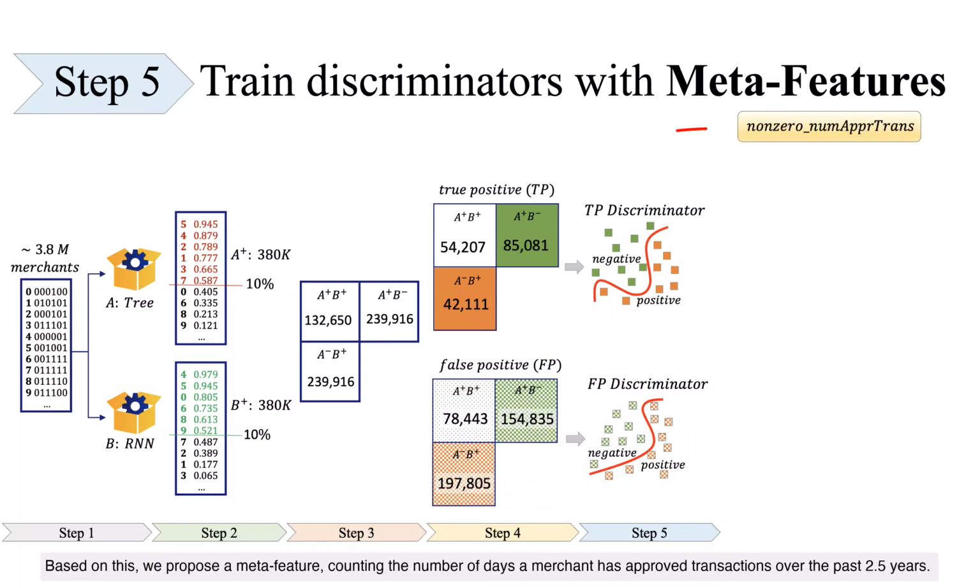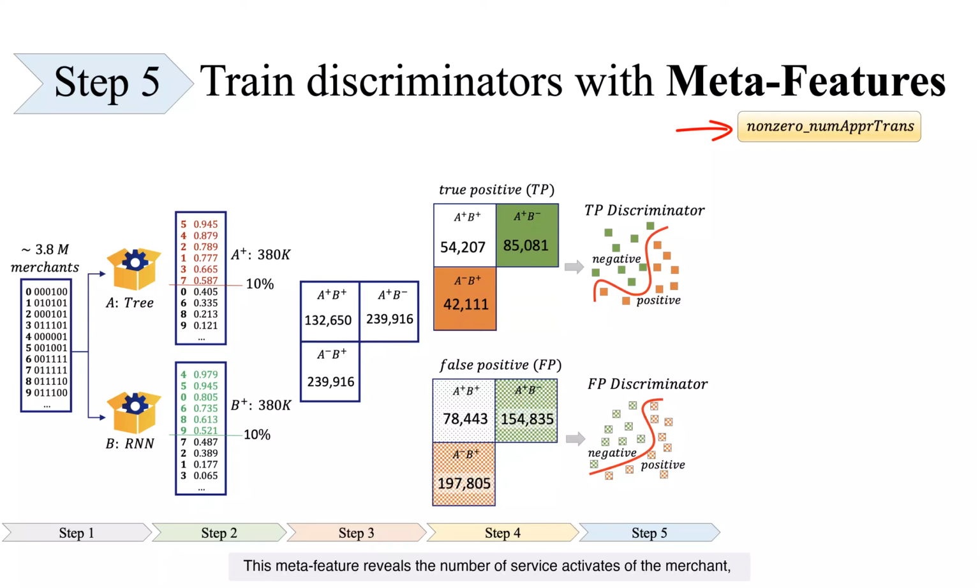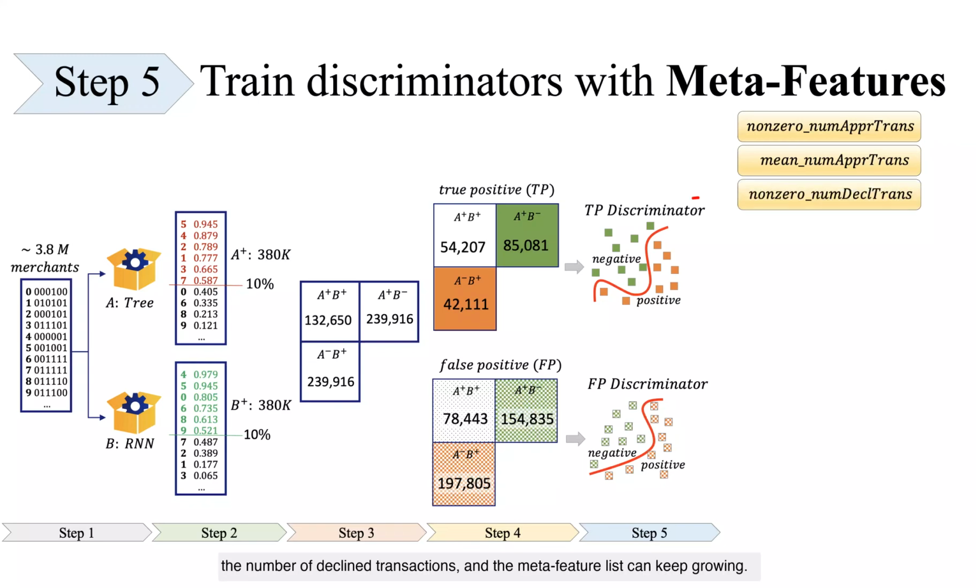Based on this, we propose a meta feature counting the number of days a merchant has approved transactions over the past 2.5 years. This meta feature reviews the number of service activities of the merchant, reviewing its temporal active level and the richness of its temporal behaviors. We can also compute the average number of approved transactions per merchant, the number of declined transactions, and the meta feature list can keep growing.